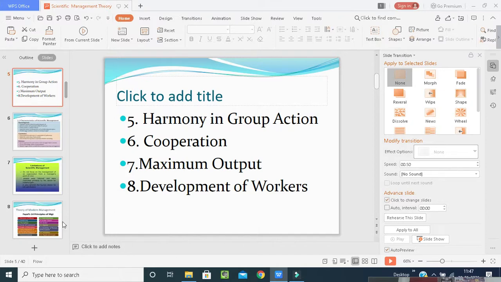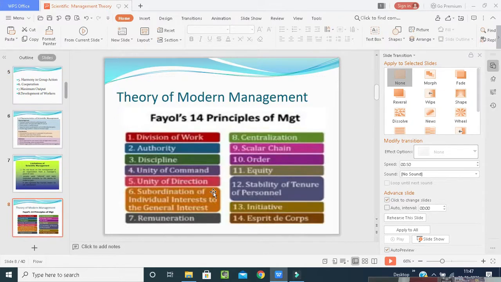Now we'll go with the next term, that is the theory of modern management. Scientific management is different, features of principles of management are different, and modern management is different. Coming to scientific management, F.W. Taylor is the person who launched the theory. Coming to modern management, one more name for it is the 14 principles of management. Don't get confused here. We have 3-4 names for this topic. That means they can ask you what is the theory of modern management.